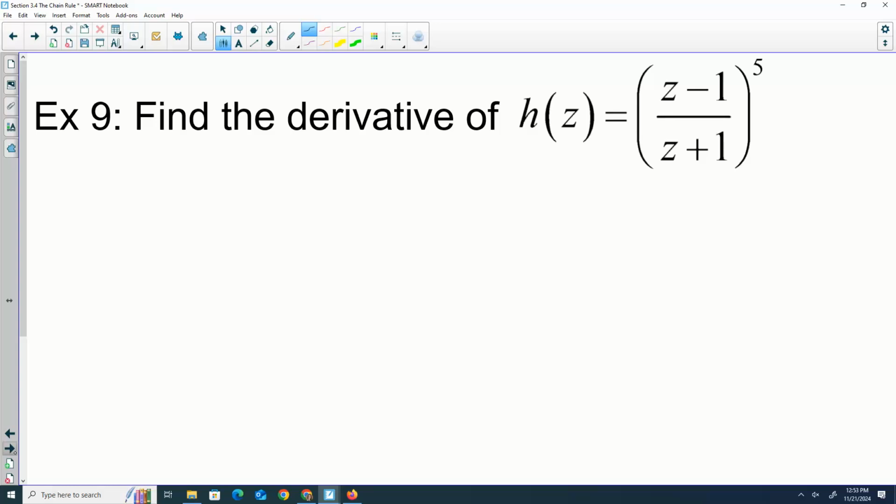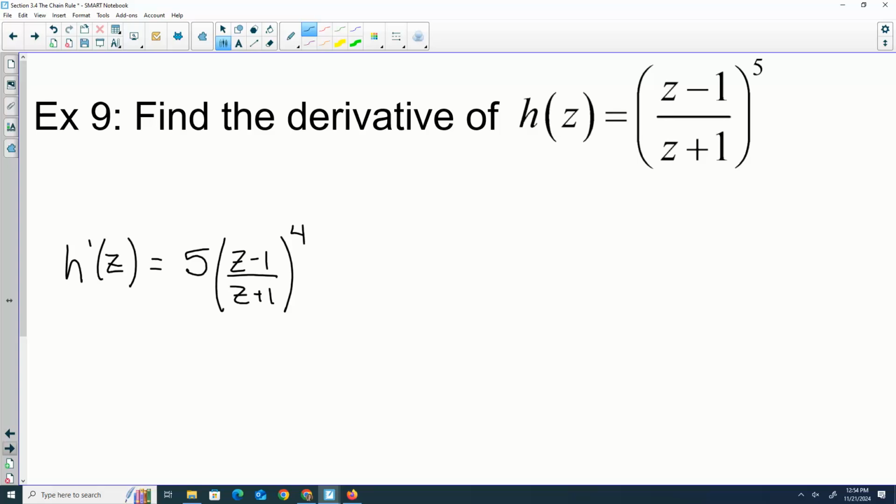Can I just get rid of the division this time? No. Okay. We have different options, but let's just go with it as it's written. So if I did this, derivative of the outside, so the 5 comes down, inside stays the same, subtract 1 from the power, so it's now to the 4th. Interesting.